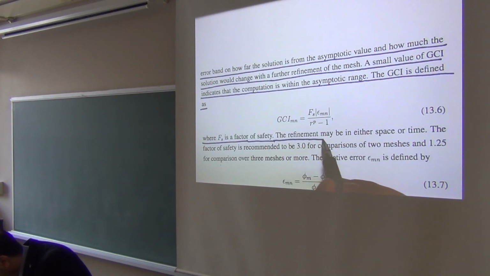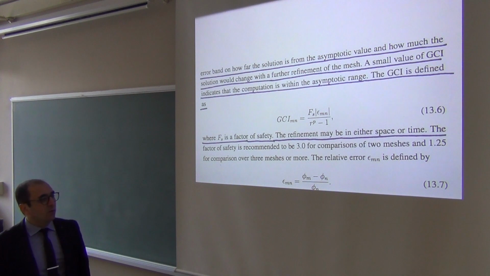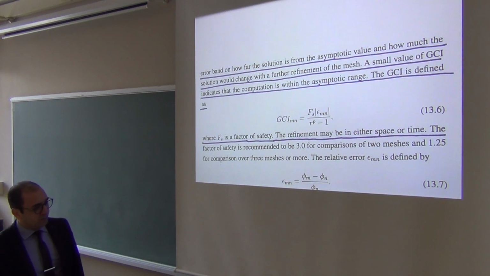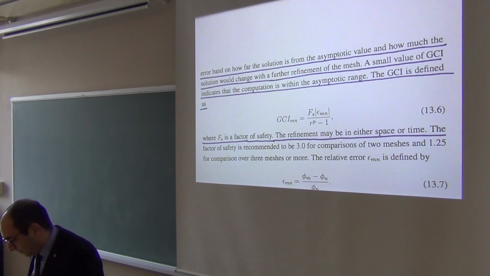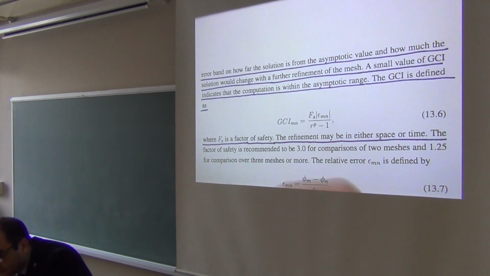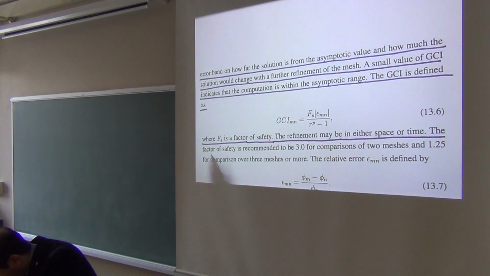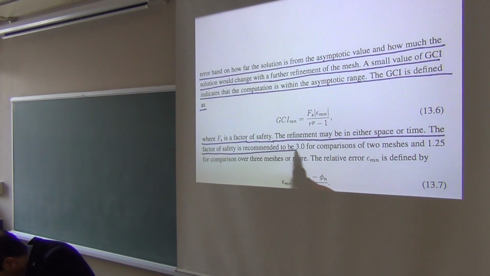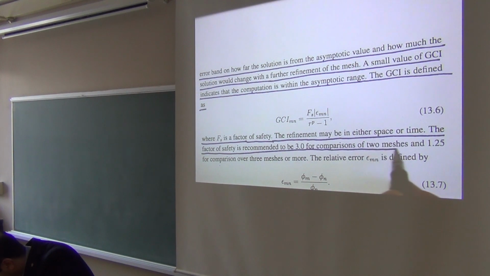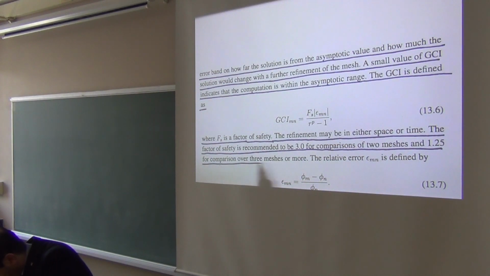The refinement may be in either space or time. So GCI is a general concept. It's used not only for space discretization, but also for time. And it needs to be a combination of space and time discretization. For the factor of safety, usually you take 3 if you have 2 levels of mesh, or you take 1.5 if you have 3 levels of mesh to consider.